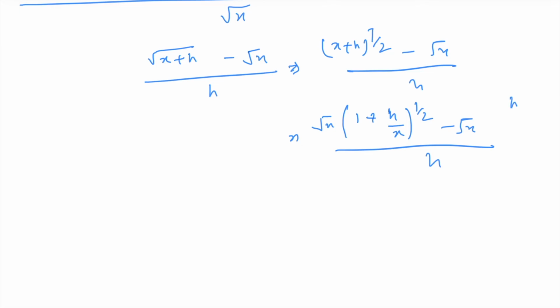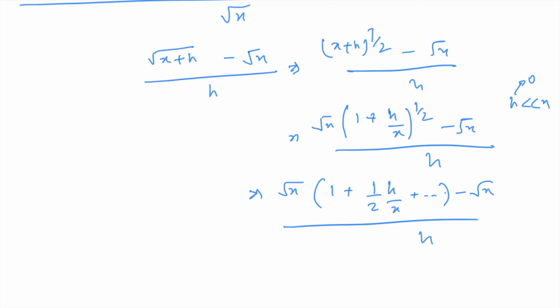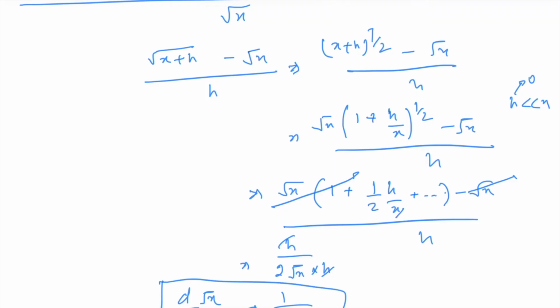Since h is very small compared to x, since h tends to 0, we can expand this binomial function like this: 1 plus half h by x, and the remaining part would be very minimal, so we can ignore that, minus under root x. Now when we expand this, under root x will cancel out, and by multiplying, it would become h upon 2, then under root x, and x would be again under root x, upon h. h would be cancelled out, and the result will come: half upon under root x. So the differentiation of under root x with the first principle would come like this.